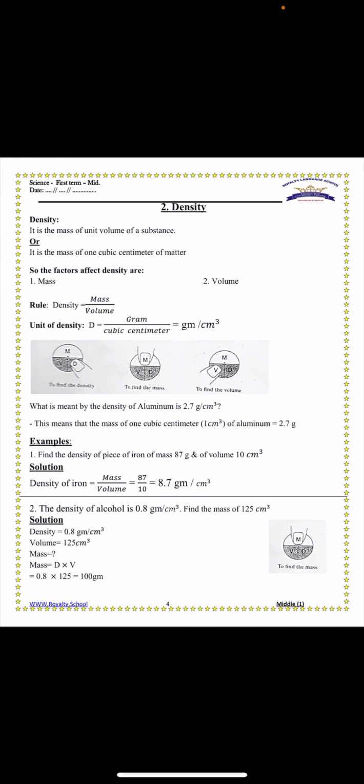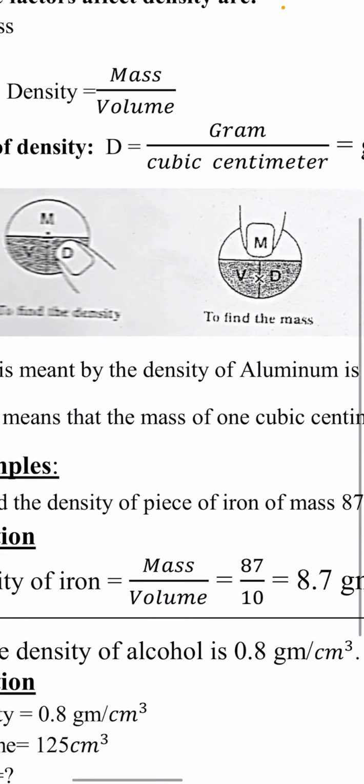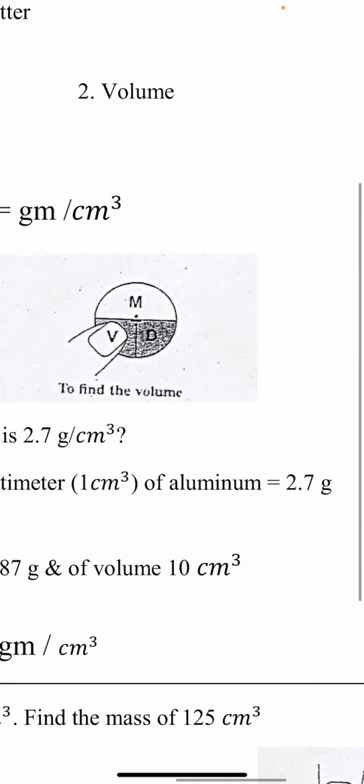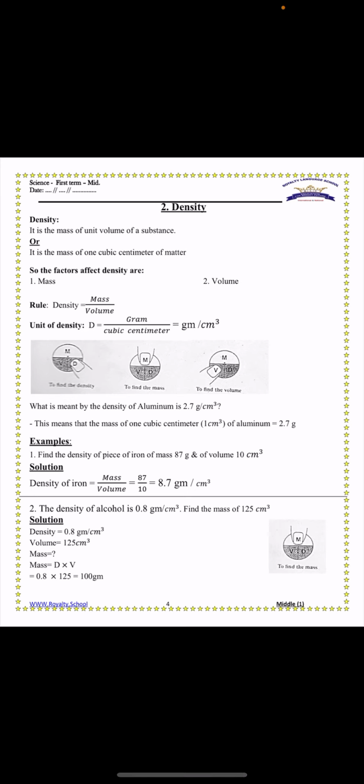Okay? The second property, density. We studied density, and we know that density is the mass of the unit volume of a substance. Density equals mass divided by volume, and the measuring unit of density is gram per cubic centimeter. When asked what is meant by the density of aluminium being 2.7 gram per cubic centimeter, it means that the mass of 1 cubic centimeter of aluminium equals 2.7 gram.